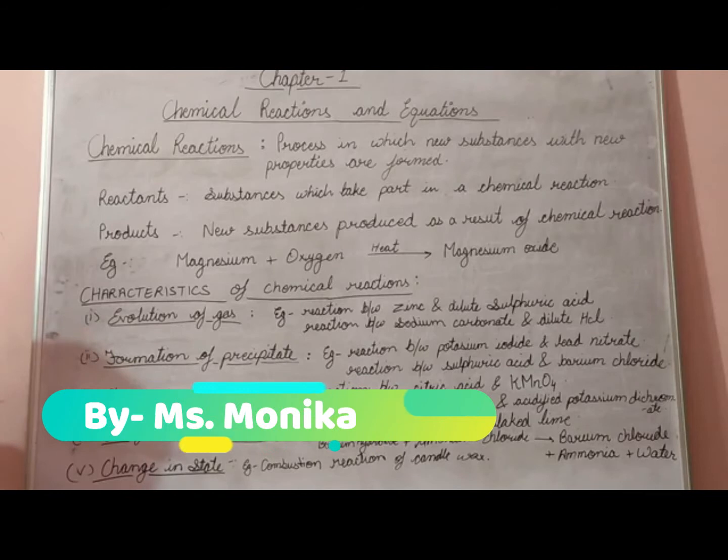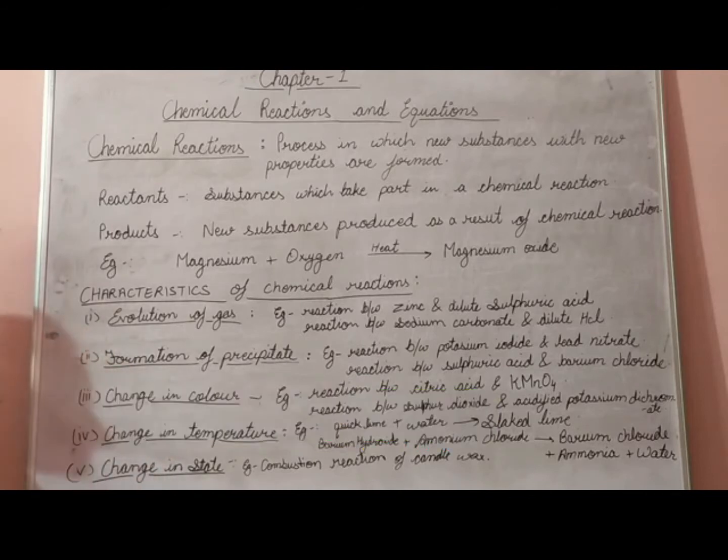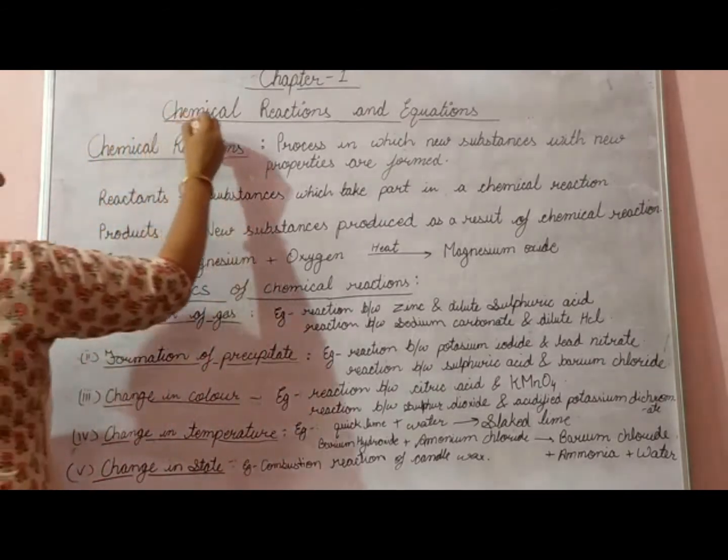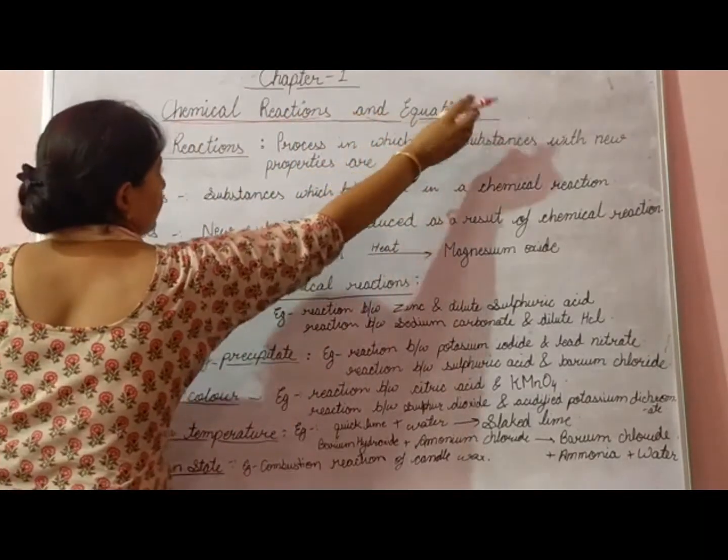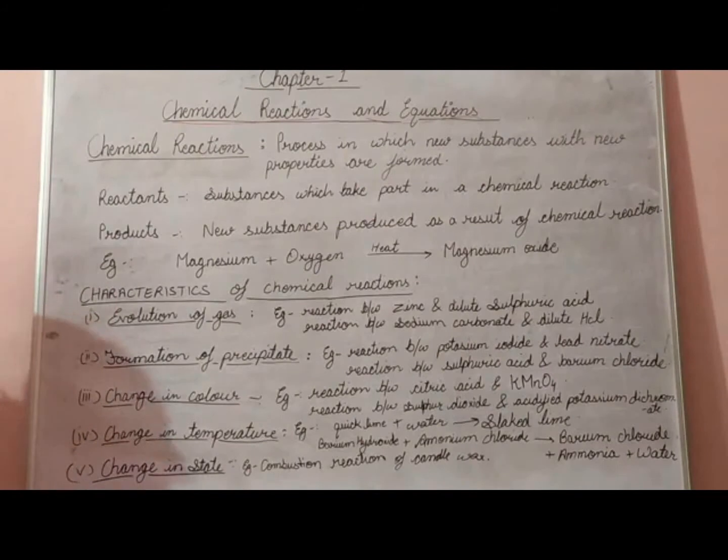Students, today we will take chapter number 1 of 10th class science. Our chapter is chemical reactions and equations. In this chapter we will discuss the chemical reactions and the equations, how we can represent chemical reactions, and the different types of reactions that we have. So let's start from the chapter.